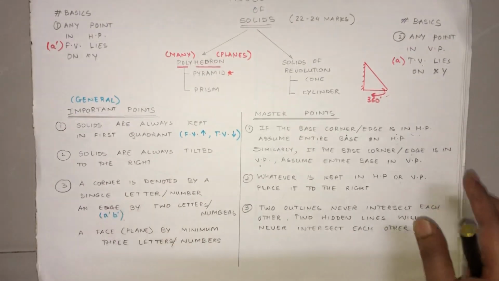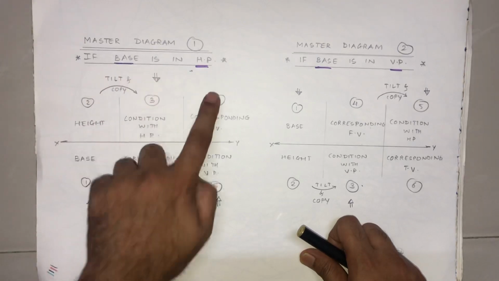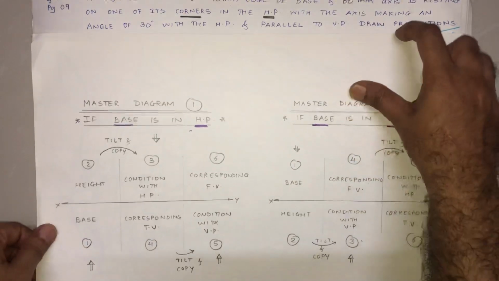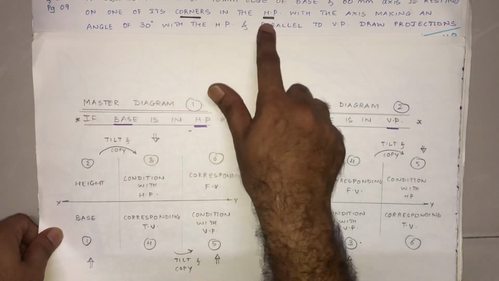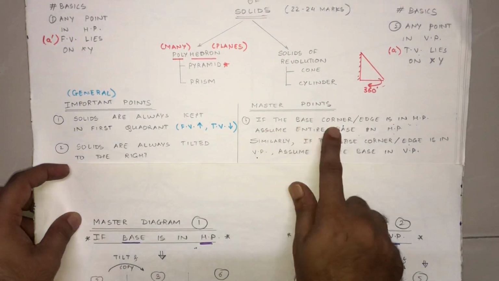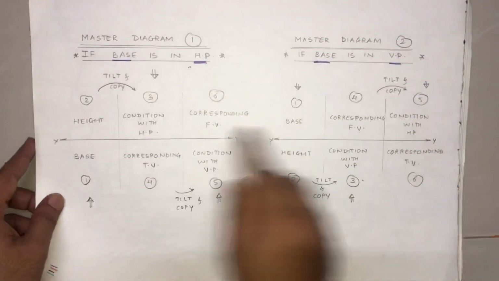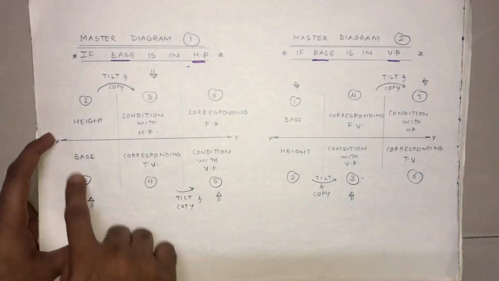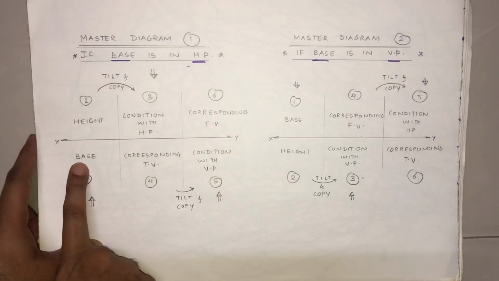Now, if the entire base is assumed in HP, we are going to refer to our first master diagram, which talked about the base in HP. You understood how this goes? Very simple. We read the problem carefully. Square pyramid is resting on one of its corners in the HP. But the first master point tells us that if the base corner is in the HP, assume the entire base in HP. And if we assume the entire base in HP, we should start with this master diagram. It means that our step number 1 is drawing the base.